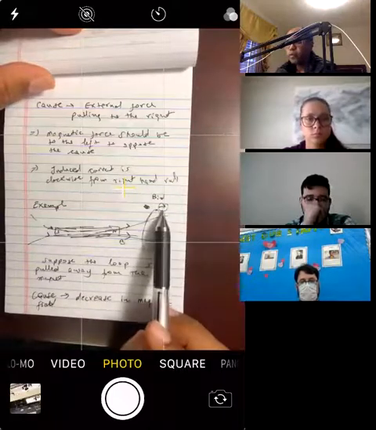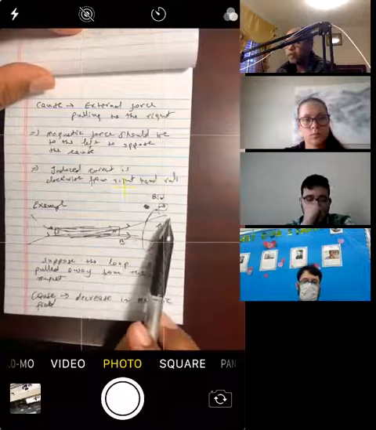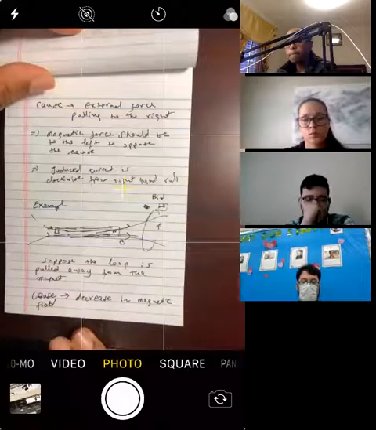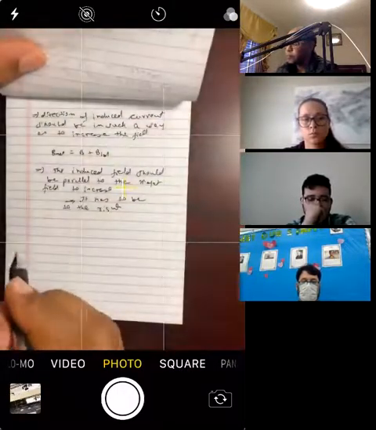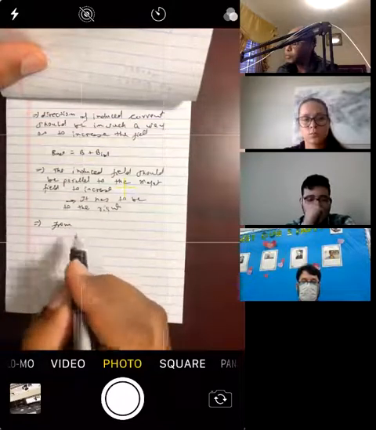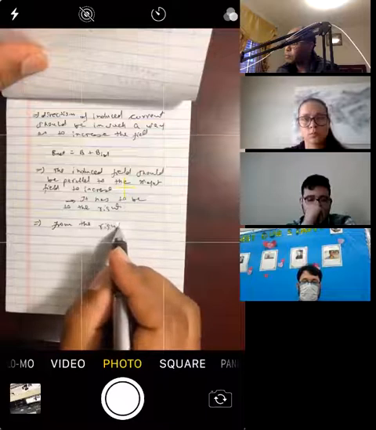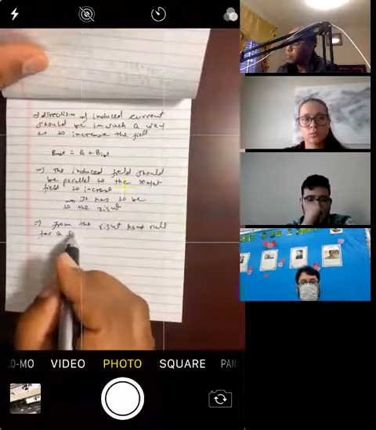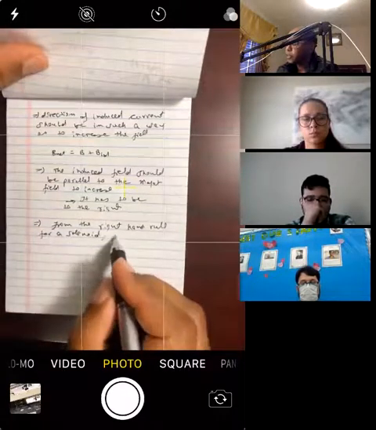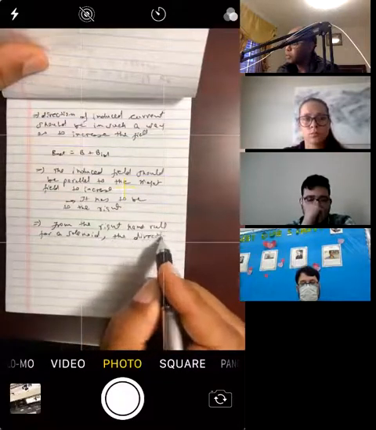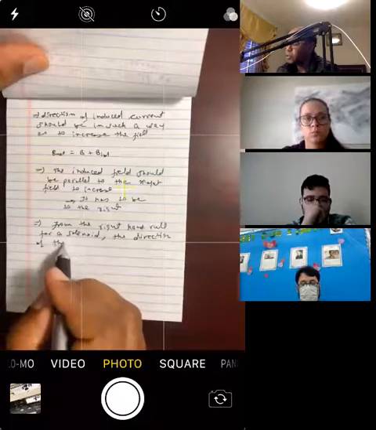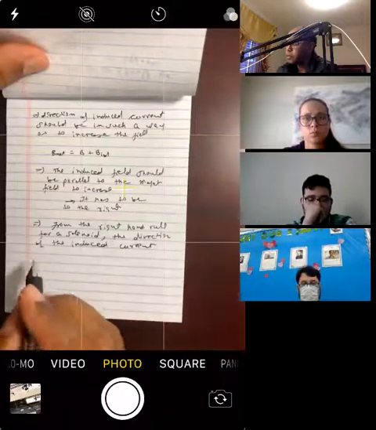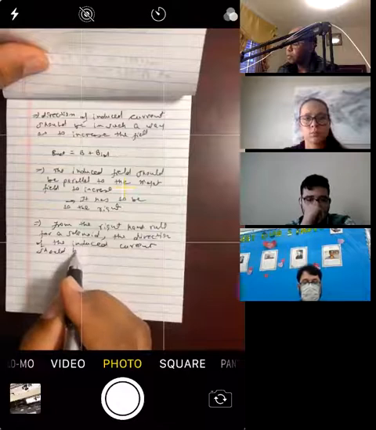We have already said the field is to the right to increase this field. If the field is to the right, then from the right-hand rule, for a solenoid, the direction of the induced current should be counterclockwise. Current should be counterclockwise.